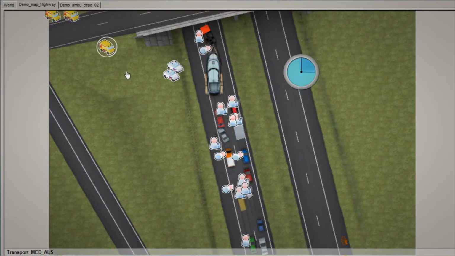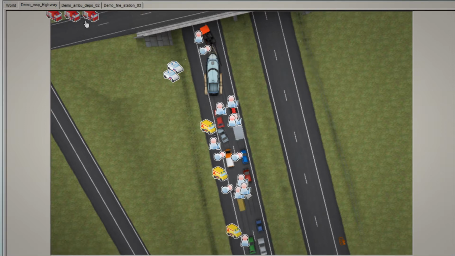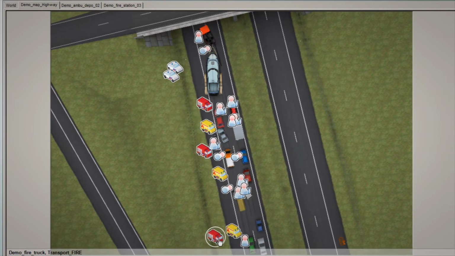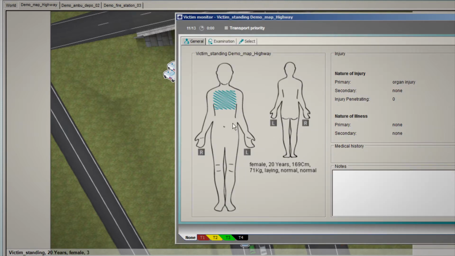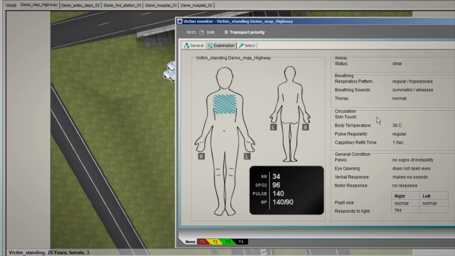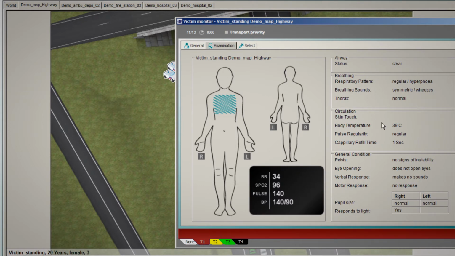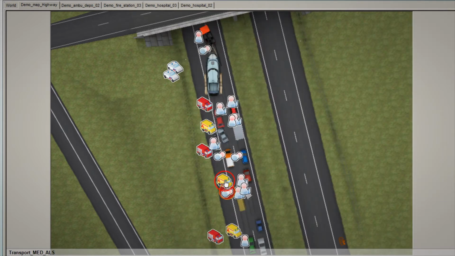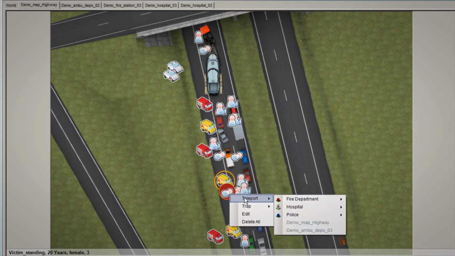Resources must be linked with victims to examine them and execute treatments. Vital signs are examined and triage labels are set. Dependent on the injury severity, a victim is stabilized on scene or transported directly to a hospital.